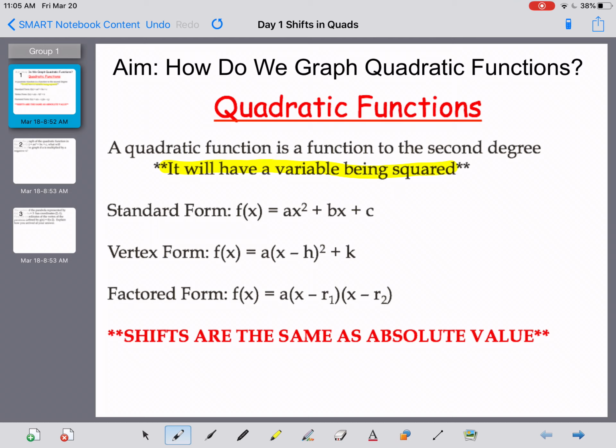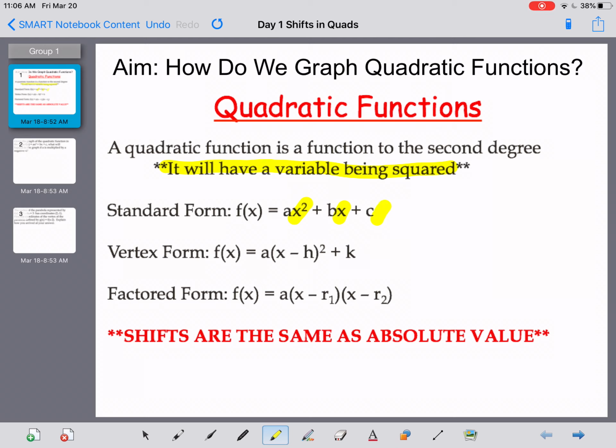The first one is standard form. In standard form, the variables go from the highest exponent to the lowest exponent. So the x squared comes first, then the x, then just a constant with no variables.